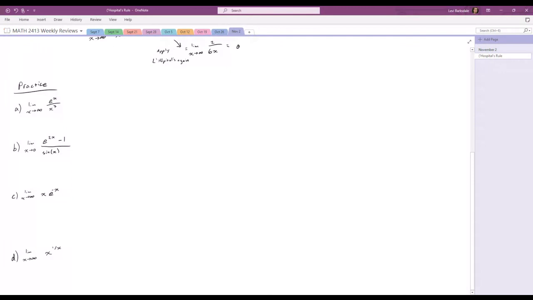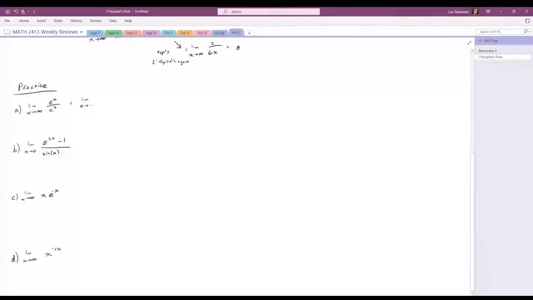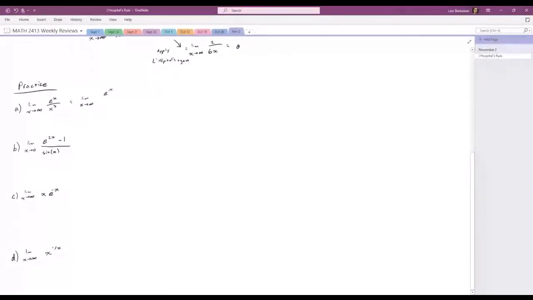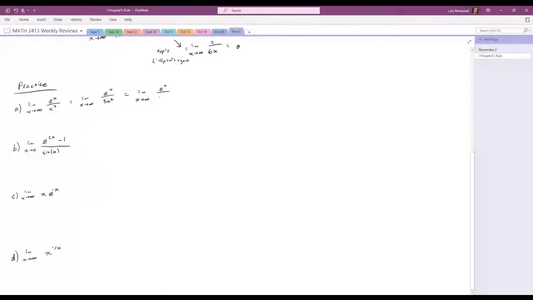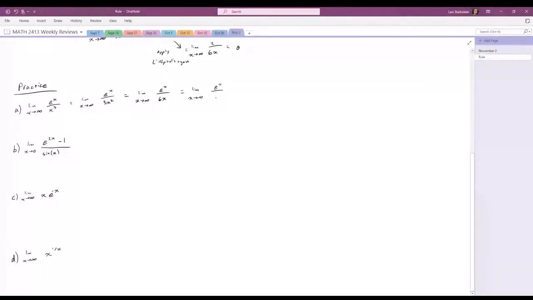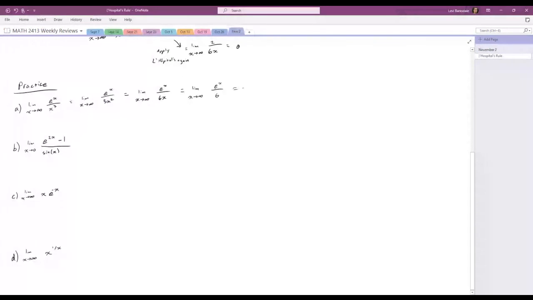The first one, if we plug in infinity, we would get infinity over infinity. So we can, again, apply L'Hopital's. And we get e to the x divided by 3x squared. Again, apply L'Hopital's. And one more time, because we're still getting infinity over infinity. And in this case, we can clearly see that this one will go to infinity.